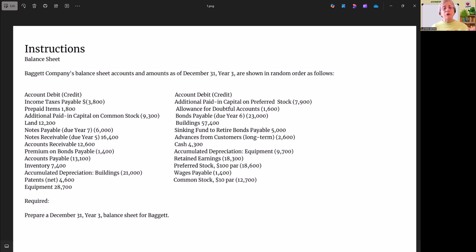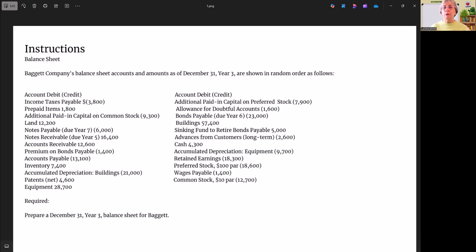And then it gives us this information that says these are the balance sheet accounts shown in random order. These are the balance sheet accounts for this particular company. So they've given us a whole big list of accounts, and they want us to do something with it. And then down below that, we're going to see required, and our destination is that we want to prepare a balance sheet for this company. So we've read the big trail sign at the trailhead, and we've also figured out our destination. We're doing a balance sheet.